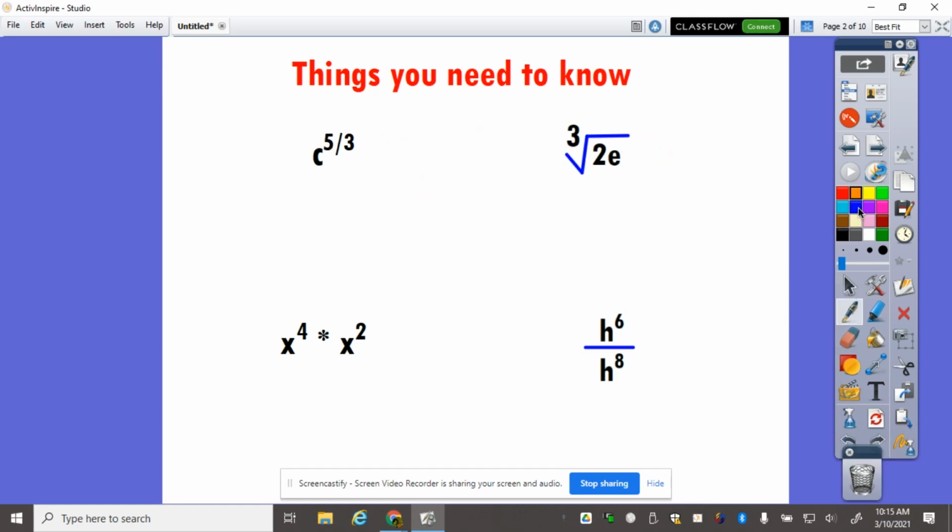Next, you should remember how to simplify or use the product rule. x to the 4 times x squared is going to be x to the 6. You add the 4 and the 2. Okay. When you are dividing h6 divided by h8, you know that you need to subtract the exponent, and the answer has the h expression has to be where the bigger number is, which in this case is on the bottom. So h2, because 8 minus 6 is 2, but that's on the bottom, so just leave the 1 here. Okay. All right. Those are the things that you need to know.